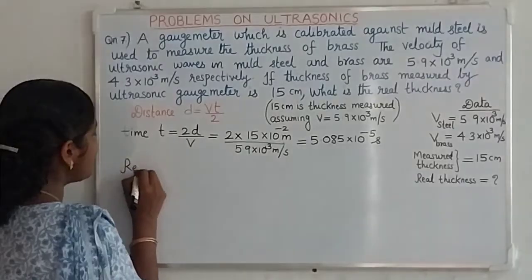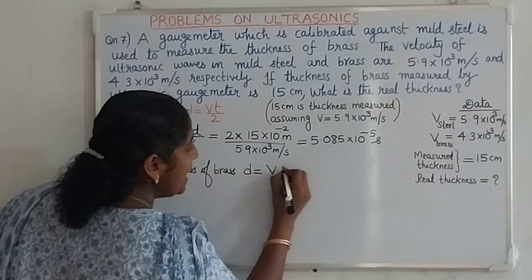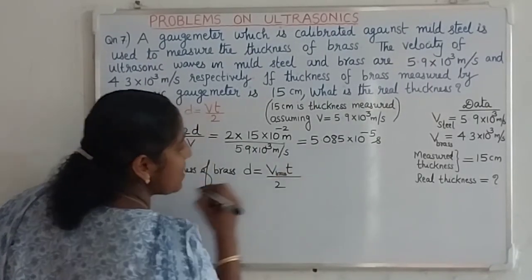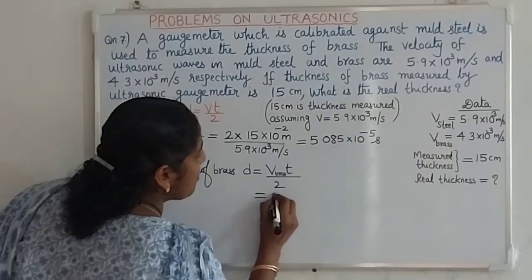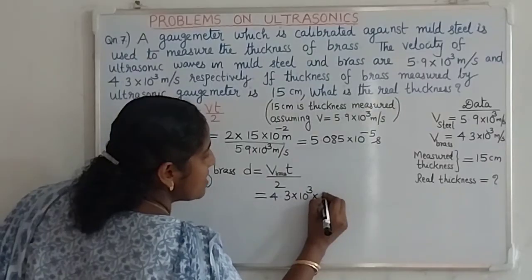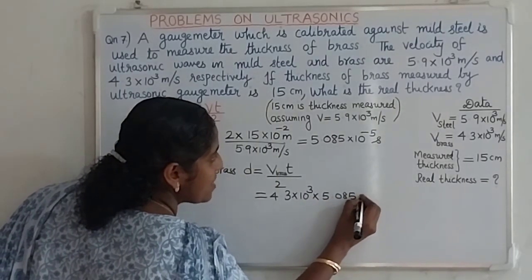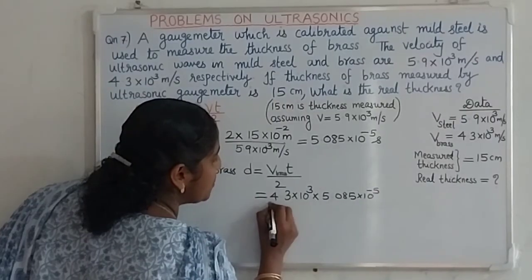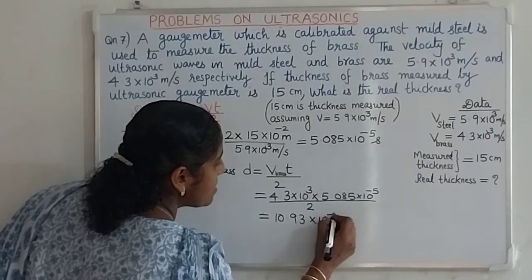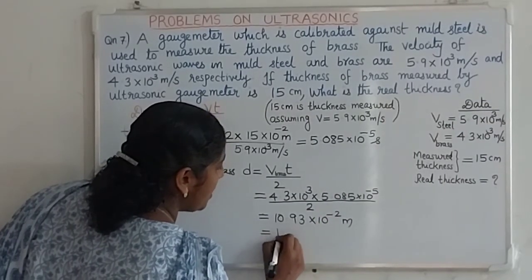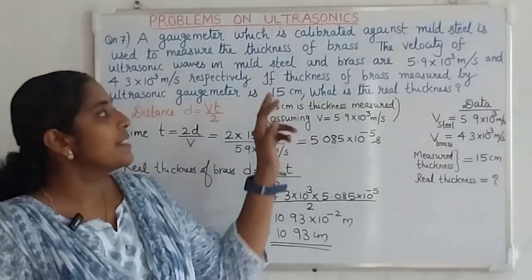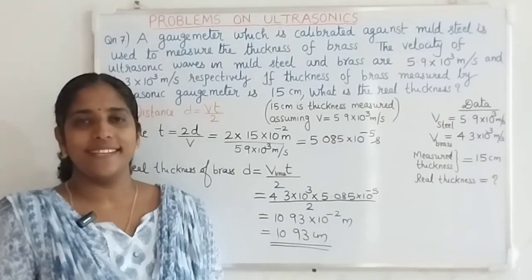So real thickness is equal to Vt by 2, but this V is the speed in brass. So that is equal to 4.3 into 10 raised to 3 meter per second into the time taken, 5.085 into 10 raised to minus 5 second, divided by 2. That is equal to 10.93 into 10 raised to minus 2 meter. That is 10.93 centimeter. So this is the real thickness of the given brass material, 10.93 centimeter.